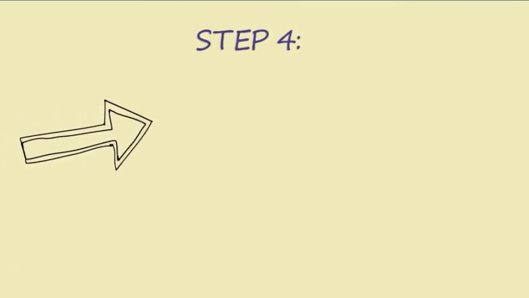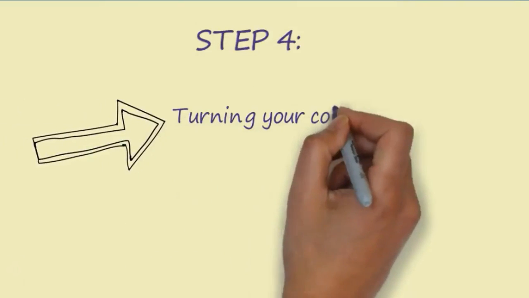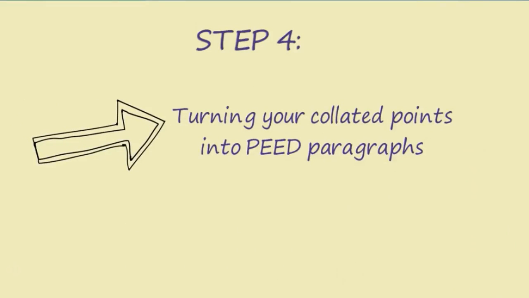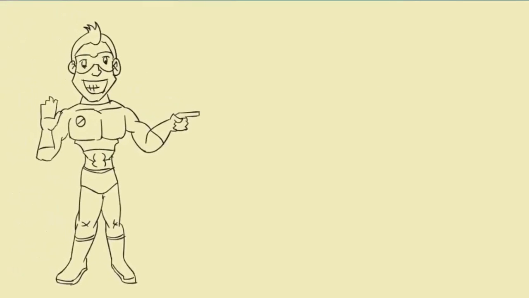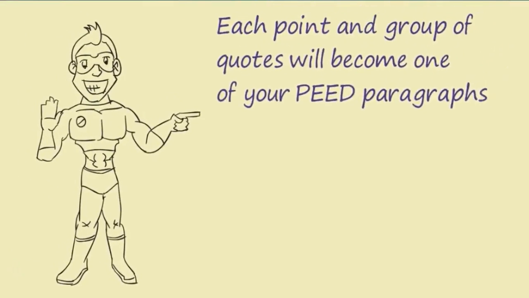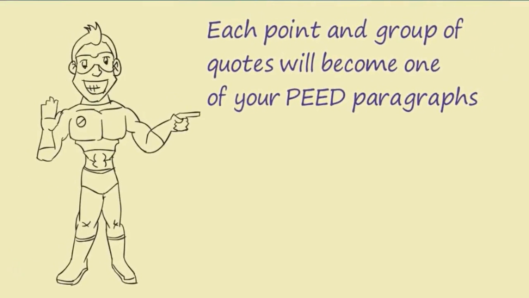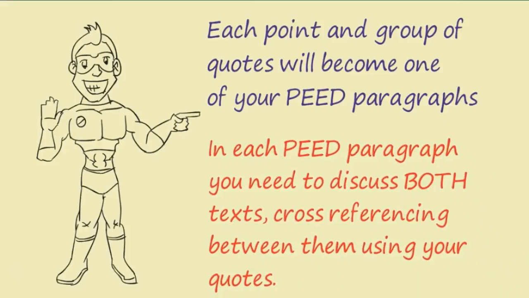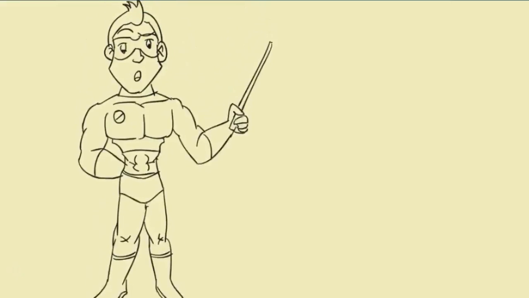Okay, so now we're on to step 4, and this is a really important step. This is where we've created our plan and we turn those collated points into P paragraphs. We actually start to write our essay. So the way that we do this is to make each point and group of quotes into a P paragraph that forms the main body of our essay. And in each of those P paragraphs, what we're trying to do is to discuss one similarity or difference between both texts using our quotes as cross-reference.